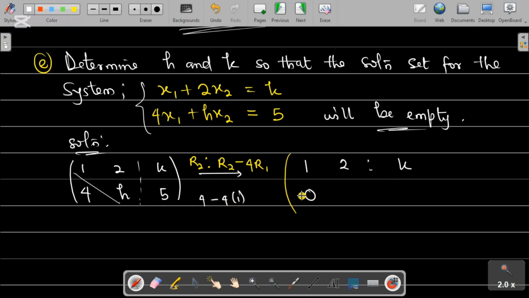That's going to give me 0. And then for the second one, H minus 4 times the entry here for row 1, which is 2. That's going to give me H minus 8. And then on this side, I will have 5 minus 4 times K. That's what I will write here because I don't know my K. And I will close the bracket.